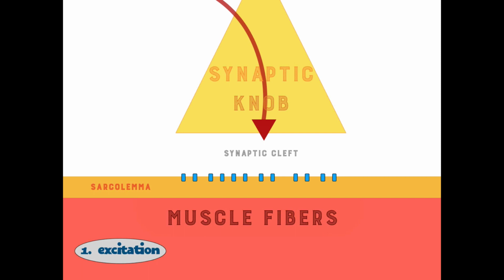So what you see here, the red arrow, and that little triangle there, is the synaptic knob. That synaptic knob represents the neuromuscular junction, which means this is where the nervous system, the nerve, comes into contact with the actual muscle fiber. Muscle fibers are all basically connected to the nervous system in some way.